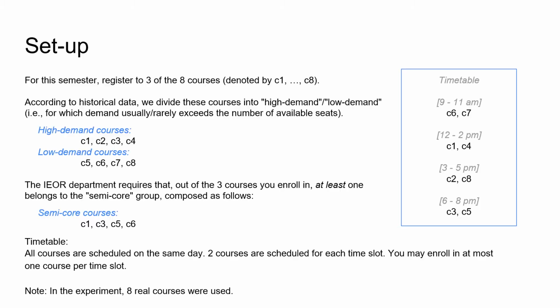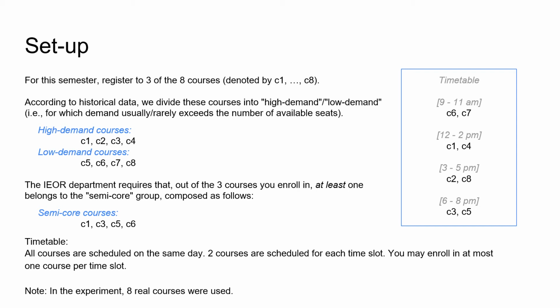Upon formulating our model and algorithm, we designed an experiment to test the 4 different methods of creating preference lists. To carry out this experiment, we emailed our peers from the IEOR department and enlisted their help to fill in a course selection form based on a hypothetical setup. In our setup, participants were given 8 different courses, indexed from C1 to C8, and were tasked to register for 3 of them. In the experiment, we used the names of 8 real IEOR courses.